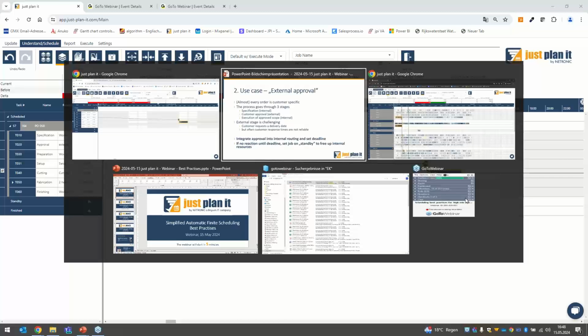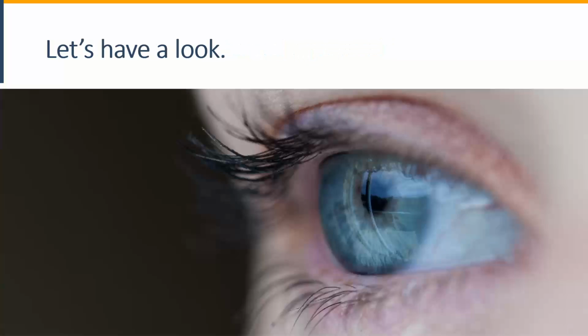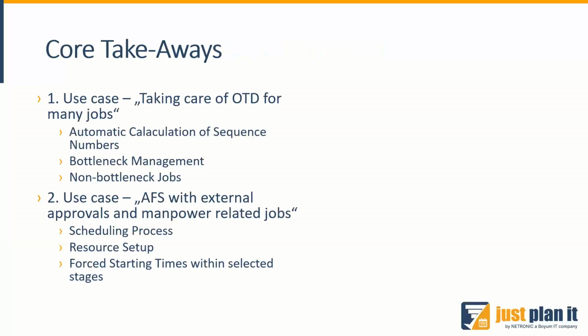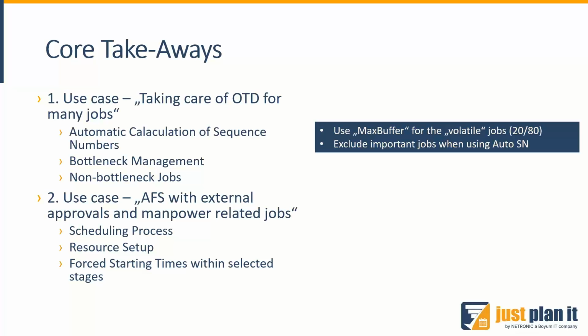Okay, so then let's sum up. Core takeaways. We had 2 use cases. If it comes to the use case that you have got really a lot of jobs, then what I recommend is make use of the automated calculation of job sequence number functionality. Here, I highly recommend that you keep the important jobs under your control, exclude them from that algorithm, and just do that manually. For the volatile rest, use the functionality, save time.